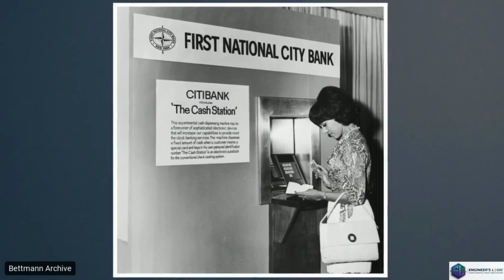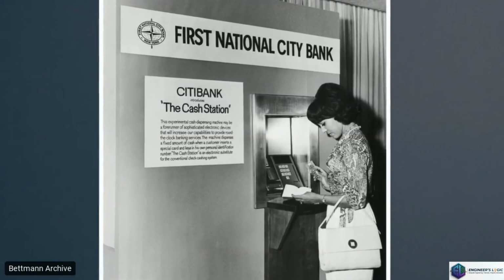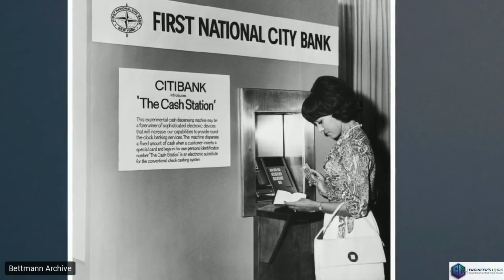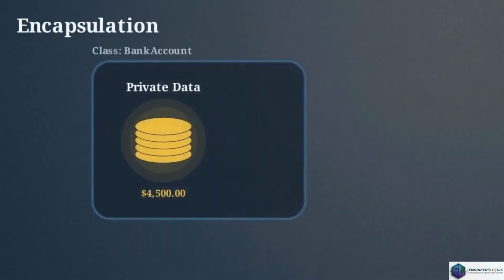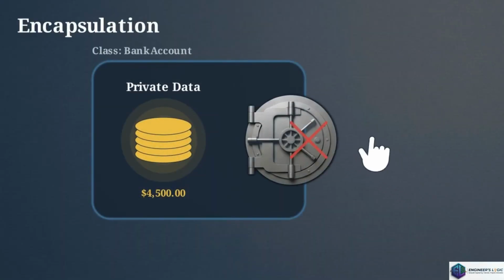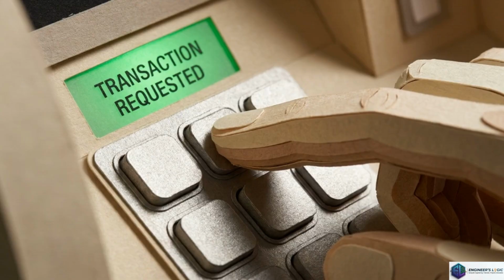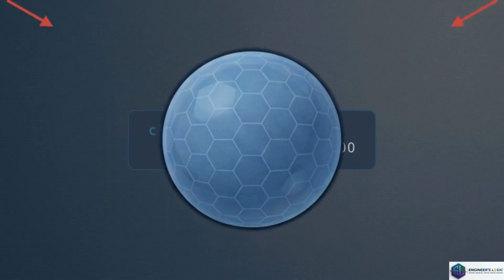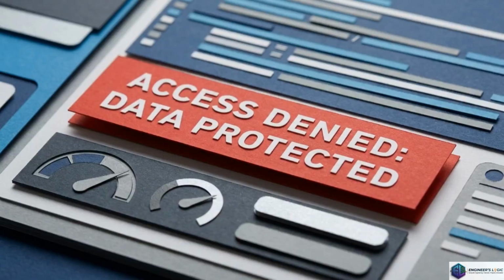You can see this principle in this early automated teller machine. The customer is physically isolated from the cash and the bank's internal ledger. If she wants to withdraw money or check her balance, she can't just reach inside and alter the numbers herself. She has to use the public keypad to request a transaction. Encapsulation does the same thing for software. It creates a protective firewall around an object's sensitive data, ensuring that other parts of the program can't accidentally alter or corrupt it.